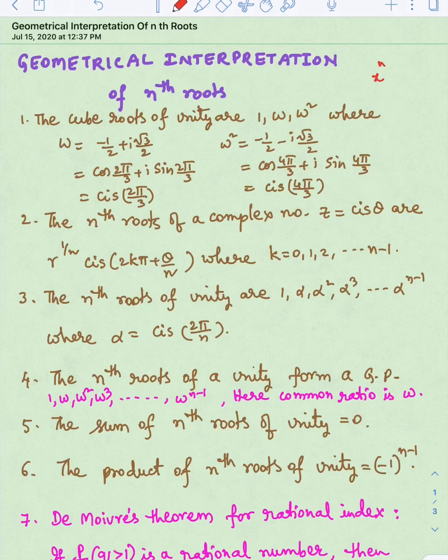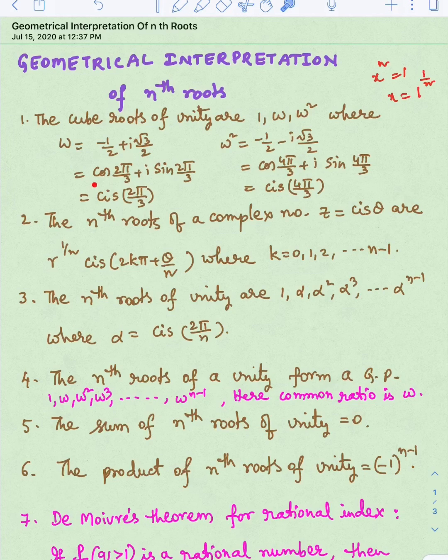If we take x power n as 1, x is equal to 1 power 1 by n. This is called nth root of unity. It has 3 values. They are 1, omega, omega square. Here omega is minus 1 by 2 plus i root 3 by 2. Omega square is the same, minus 1 by 2, same terms, but the only difference is the sign, minus.